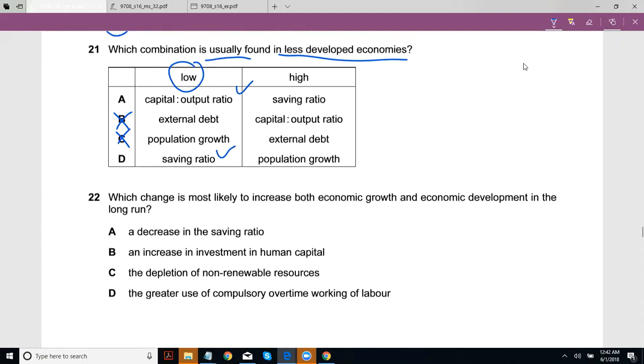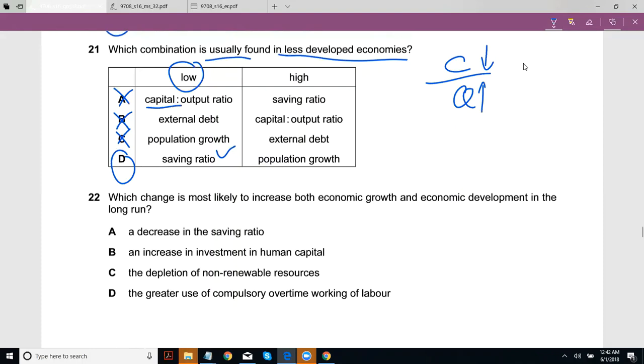Capital to output ratio, well, I think we can cross out A as well because A indicates that for a very low capital, if you took the capital to output ratio, there's a very low amount of capital you need to produce a very high amount of output. So like you're being very efficient, and normally less developed economies aren't very efficient. Normally, less developed economies would have to put a lot of inputs to get a little output, not the other way around. So you can cross out A, giving you D.